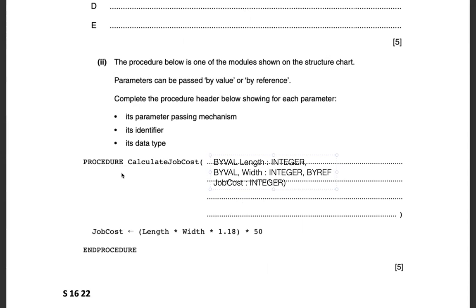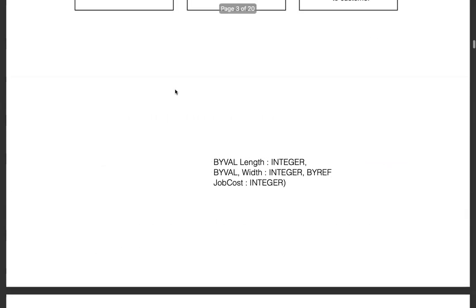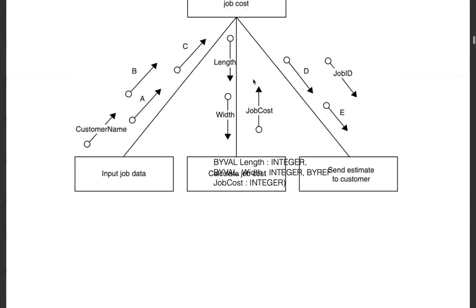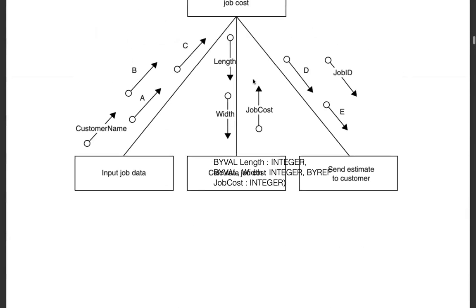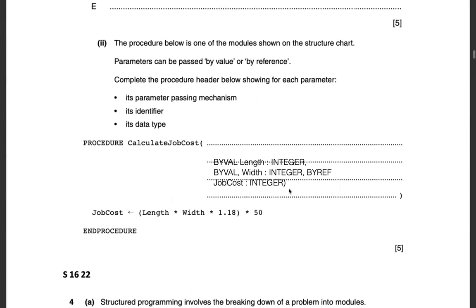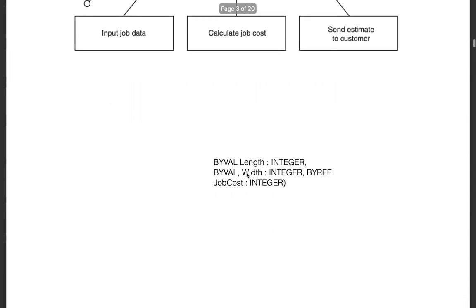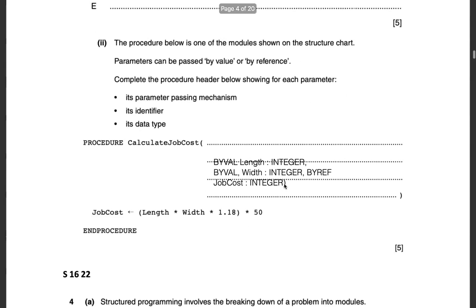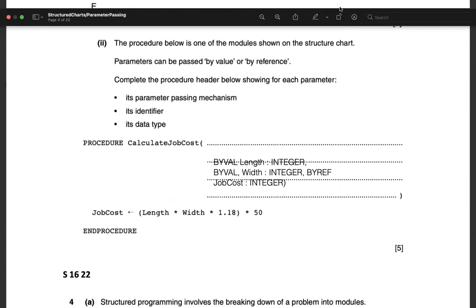This is the procedure header. Ideally, it should be a function. Why? Because a value is being returned here. Job cost is being returned here. But since it's called a procedure, to get this effect from a procedure, what we can do is use job cost with the by ref parameter passing technique.